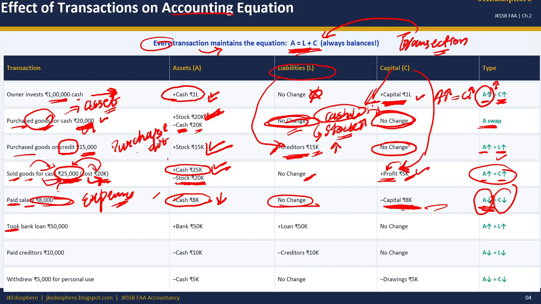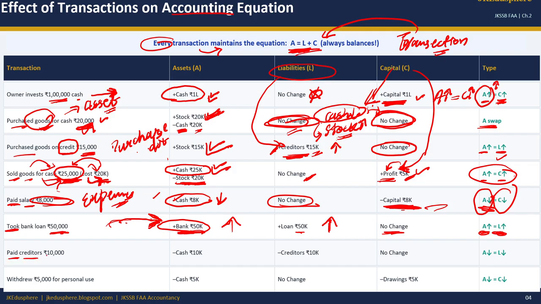Then if we take a bank loan of 50,000, then there'll be an increase in the asset, right? Asset in the bank, right? Bank balance will increase and the liability will also increase, right? Liability increased, there will be no change in capital. Asset increased, liability increased, right?